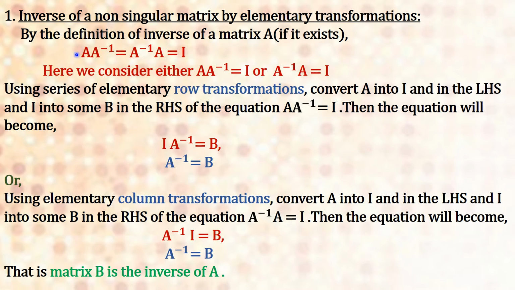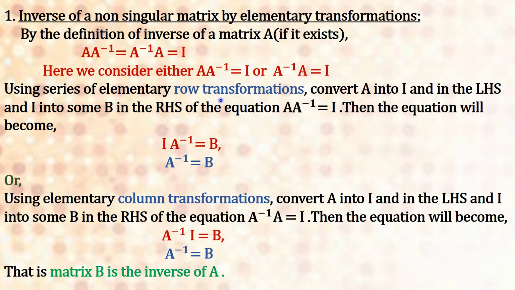Now, by the definition of inverse, we have A into A inverse equal to A inverse into A equal to I. Now, we can split this equation into two. That is, A into A inverse equal to I and A inverse into A equal to I. Now, for the row transformation, we consider the first part of this equation, that is A into A inverse equal to I. And for the column transformation, we consider the second part, A inverse into A equal to I.